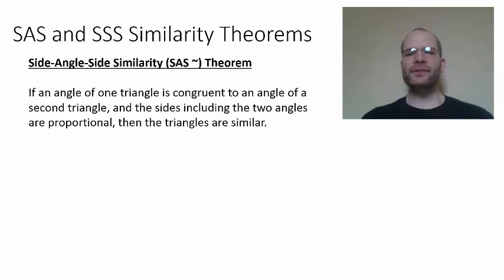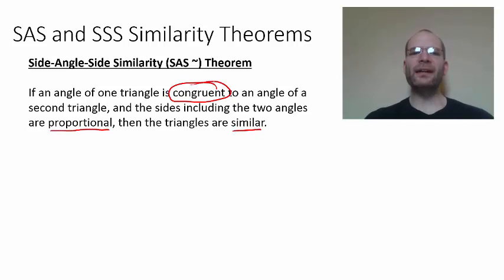It says if an angle of one triangle is congruent to an angle of a second triangle. Notice that the congruence question is still coming in here. The angles are congruent. It goes on, and the sides, including the two angles, are proportional. So that's a little bit different. Then the triangles are similar. So we're dealing with two angles that are congruent, but sides that are proportional. Those are the including sides.